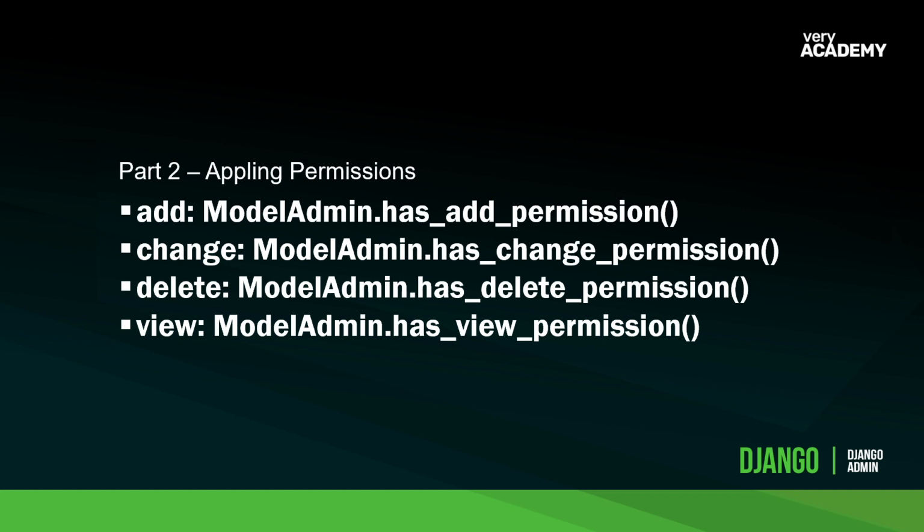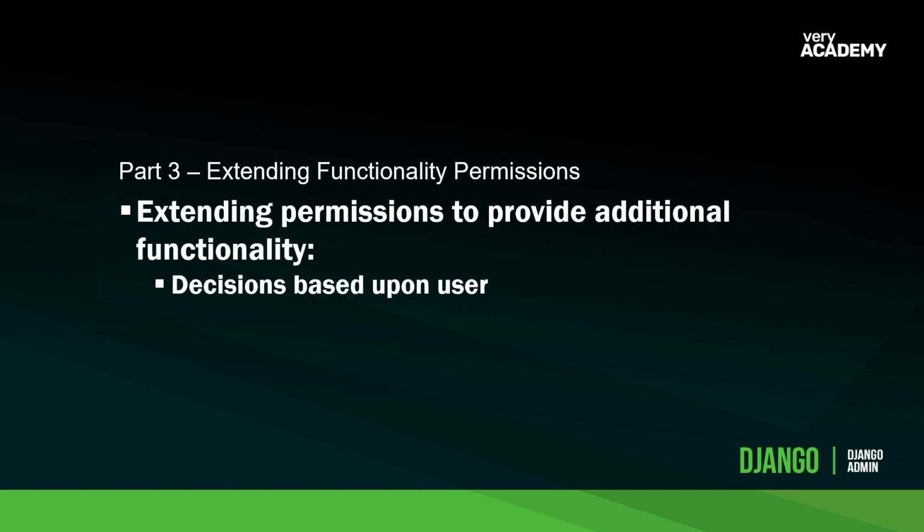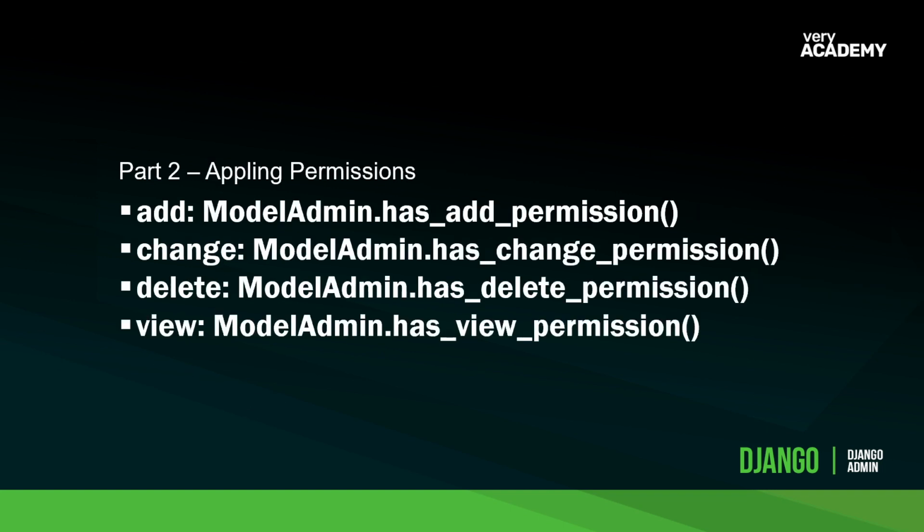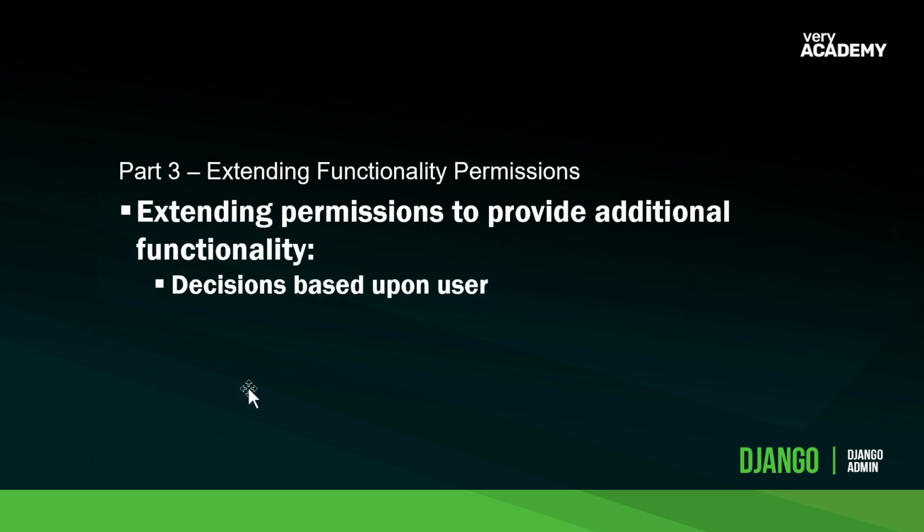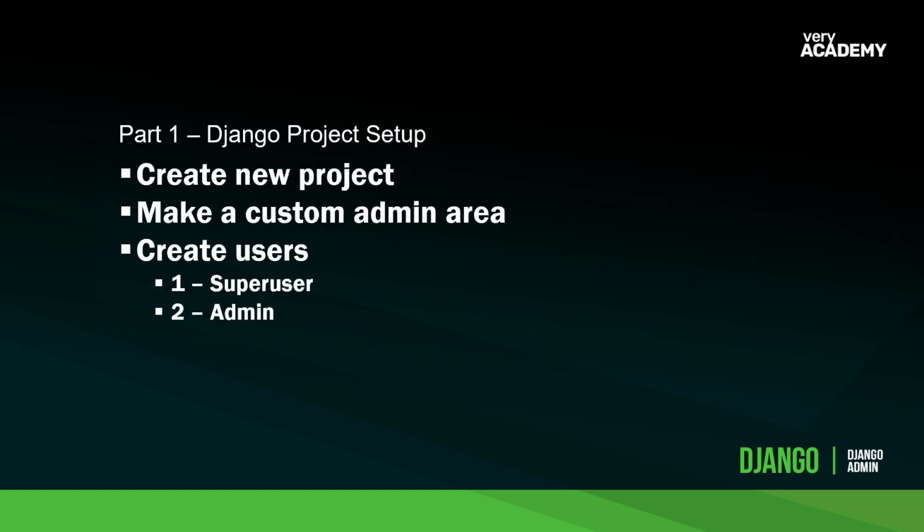And then in the last part of this tutorial, we will work through a basic extension of these permissions, to make decisions based upon the user. So for example, we can take the has_delete permission and deny access to everyone, and then specifically select users who maybe have the delete permission. Okay, so that's the tutorial. Let's start off on part 1.